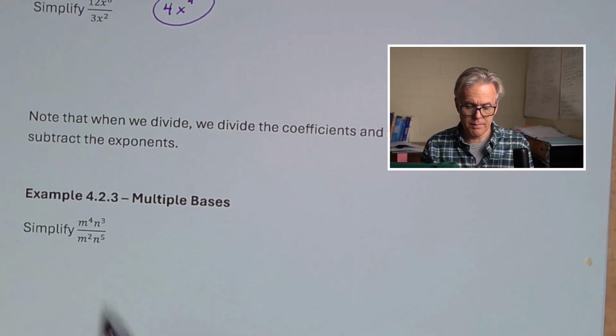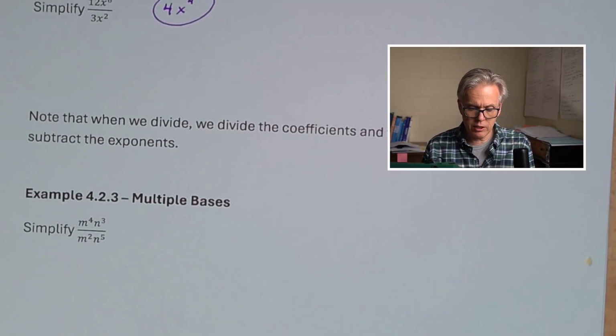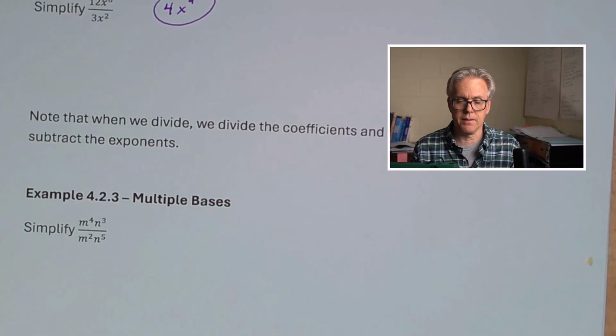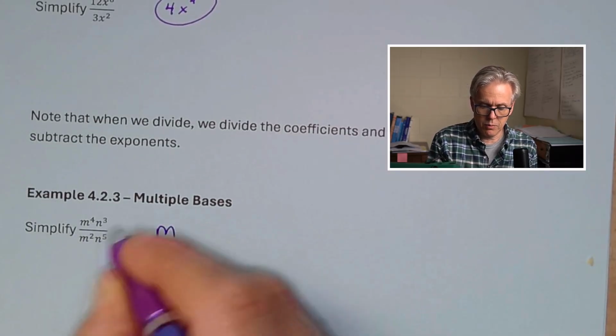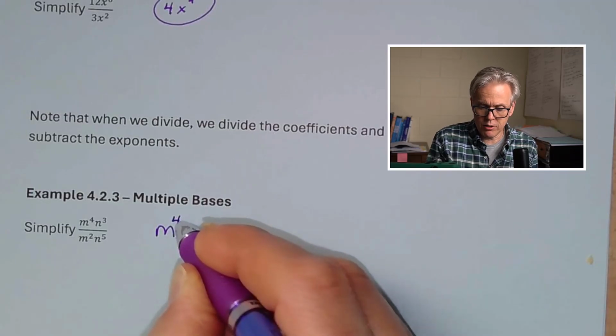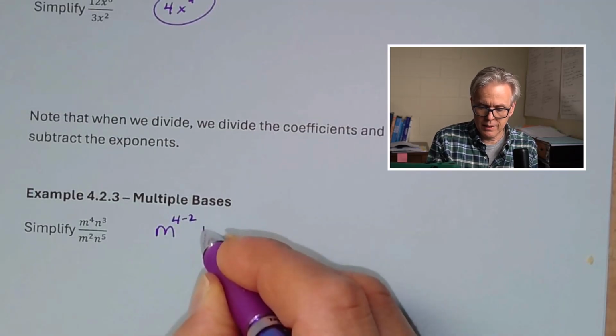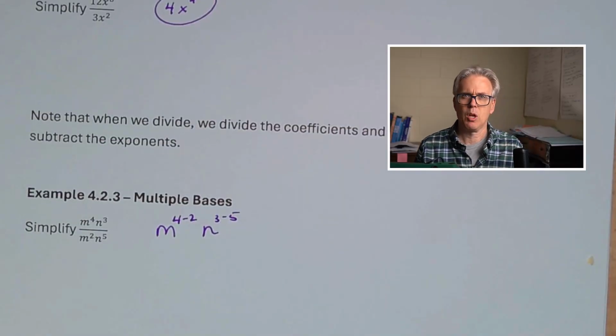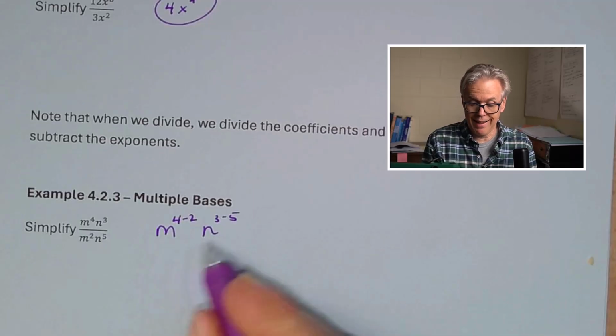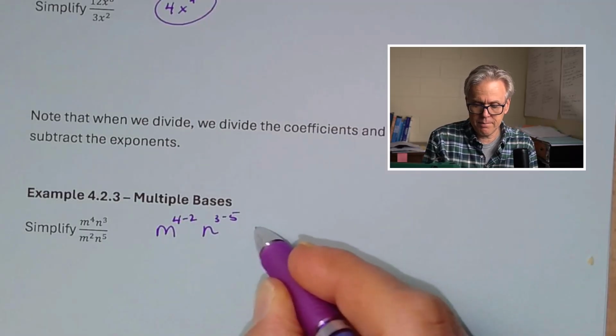So here with multiple bases, we have m to the 4th n cubed over m squared n to the 5th. And so what happens here? Well, we're going to have m to the what? Now, if it helps, you can write this out: 4 minus 2, n to the 3 minus 5. If the arithmetic is relatively easy, we'll often just do that in our head. So it's an unnecessary step, but you can certainly put it in there.